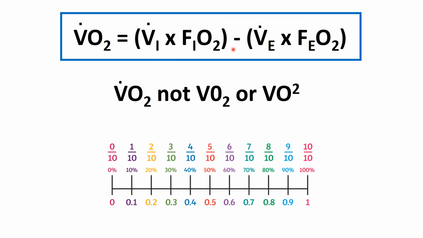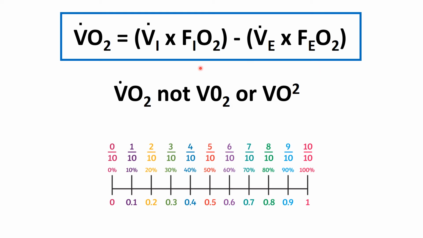Now, the next bit is a minus, and then we'll go to the expired side. So hopefully you're going to be able to make sense of some of these letters here. So we've got V again. So minus the volume of expired air per minute times the fraction of expired oxygen in that sample of air. So that should all be fairly okay now.